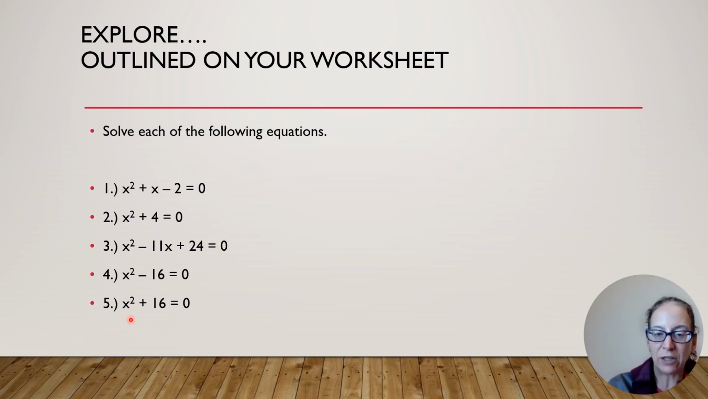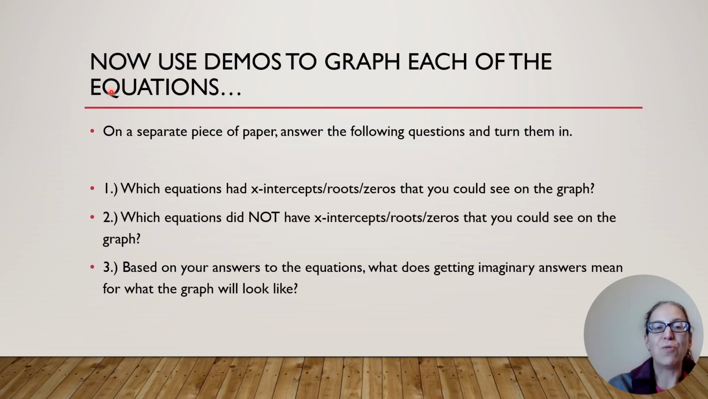So you've got that x squared with no leading coefficient. We've got a difference of squares. We have a couple sums of squares, okay? And I want you to practice with that. So practice with the square root technique. Practice with the factoring, okay? Keep getting that practice in. It's only 5 problems. You can do it. After you solve those, then you are going to use Desmos to graph each of the equations, okay?